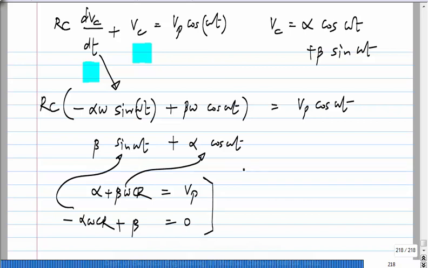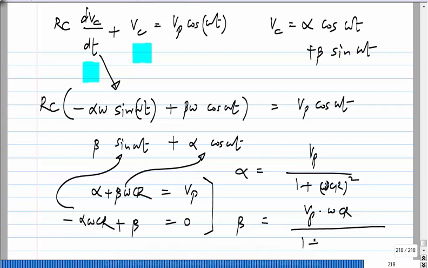And what's the value of alpha and beta you get from this? What is alpha? Yeah, I asked you to solve this, right? What is the value of alpha? What is it? Vp by 1 plus omega Cr squared, and beta is Vp times omega Cr, the same.